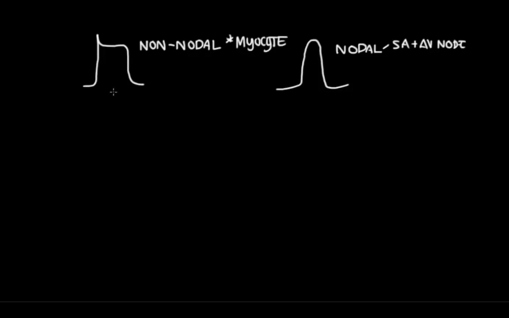And cardiac action potentials share similar characteristics as action potentials in other parts of the body. So we have the rapid depolarization phase in both of these. We also have the rapid repolarization phase, and it repolarizes down into baseline. And the change in voltage is due to different ion channels being opened during different phases of the action potentials. So let's talk about the non-nodal action potential first.